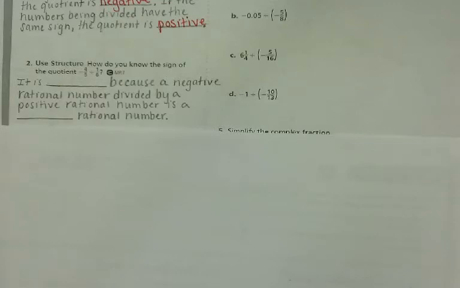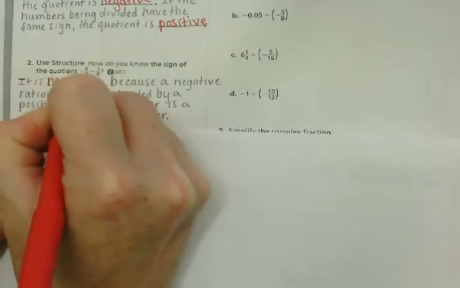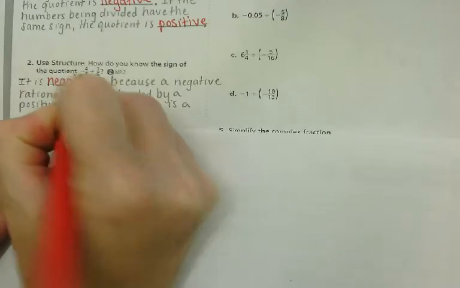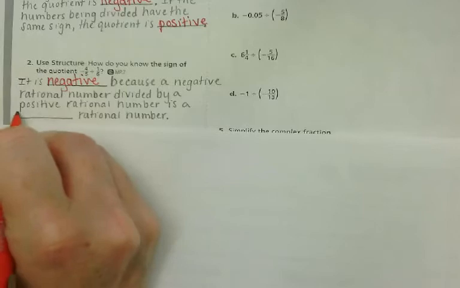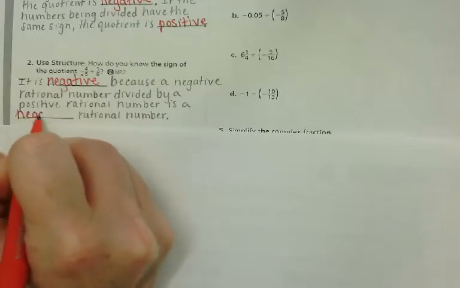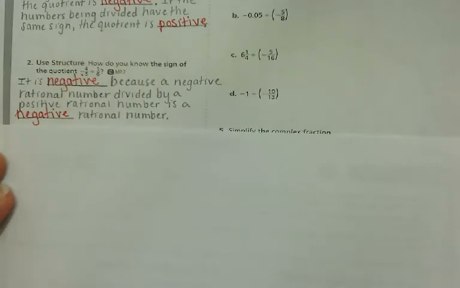So the quotient in this example would be negative because a negative rational number divided by a positive rational number is a negative rational number. So again, when you are multiplying or dividing opposite signed numbers, the product or quotient will be negative.